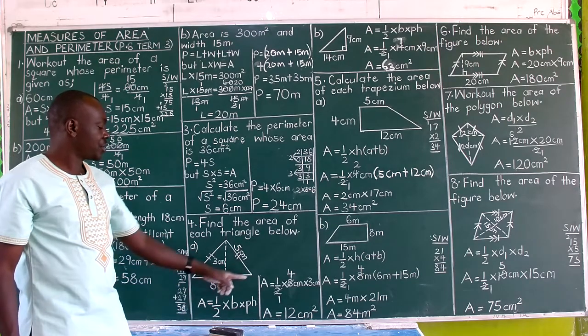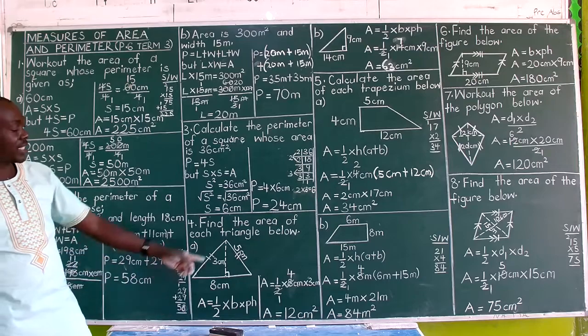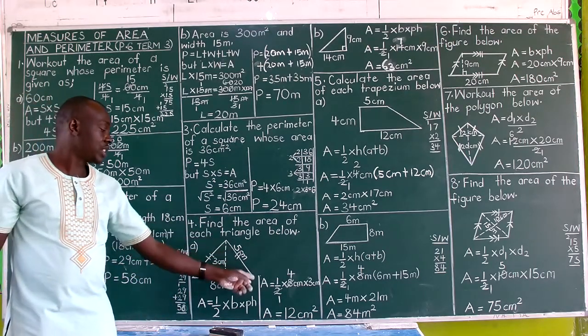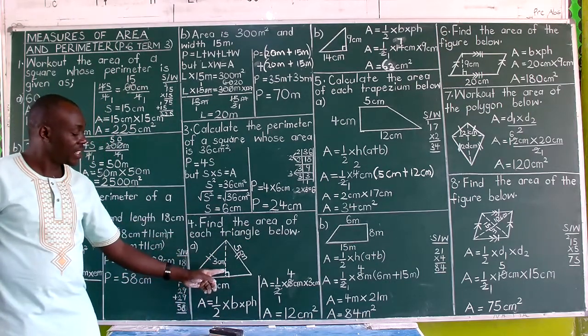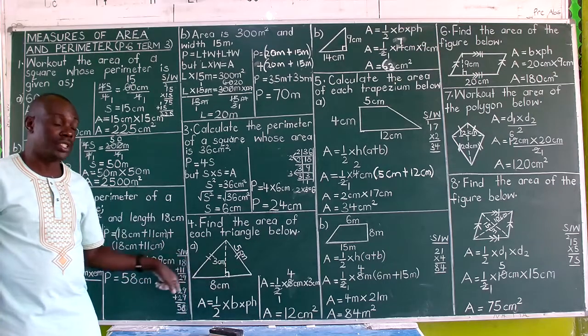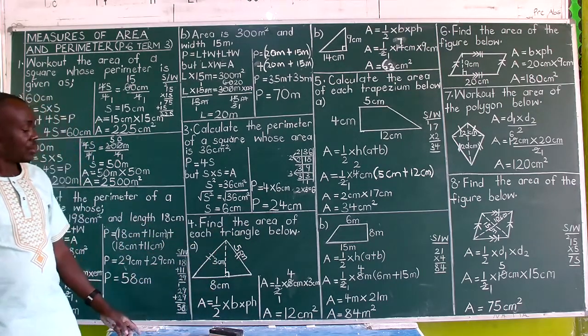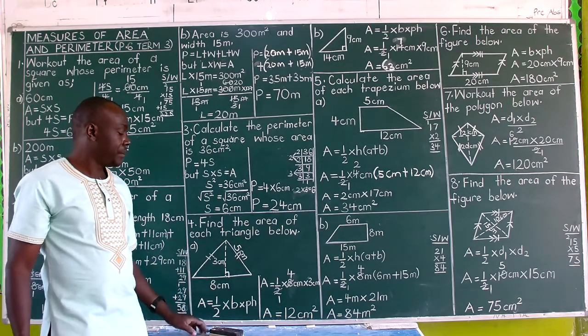So we say half times this base times the perpendicular height. The base is 8 centimeters and the perpendicular height is 3 centimeters. So we don't use this slanting height, we want the perpendicular height. The one that meets the base at the right angle is perpendicular to it. So half times base times perpendicular height. So we go a half times 8 centimeters times 3 centimeters.